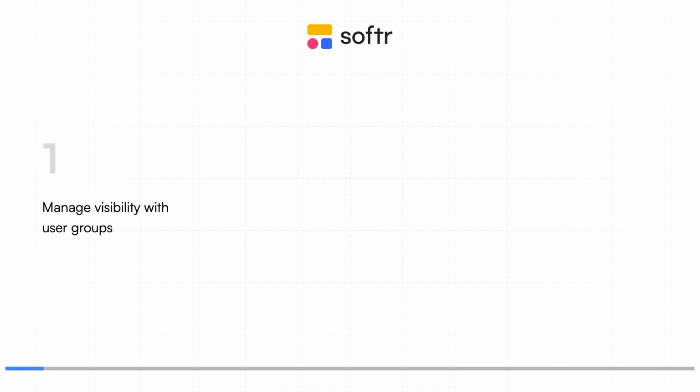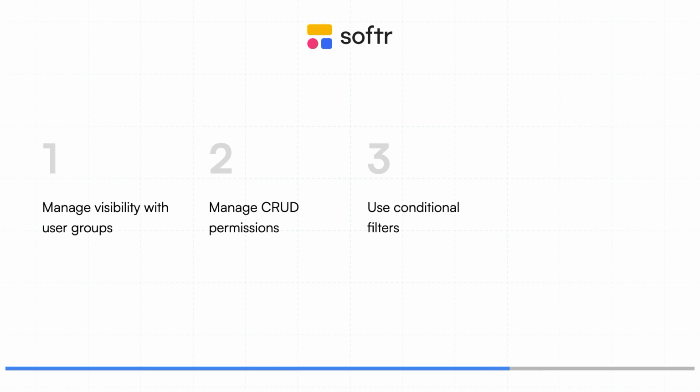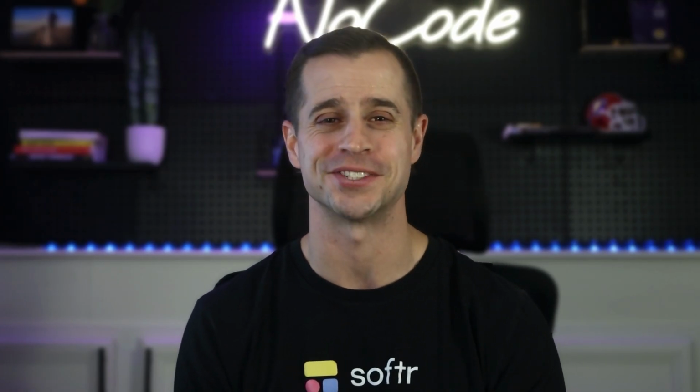By the end of this lesson, you'll understand how to set up user groups to restrict access to certain pages or blocks, how to control which records users can read, edit, create, or delete, how to use conditional filters to filter data dynamically, and how to configure data restrictions for your users at an application level. Let's dive in and learn how to build a secure, personalized experience for your app users.